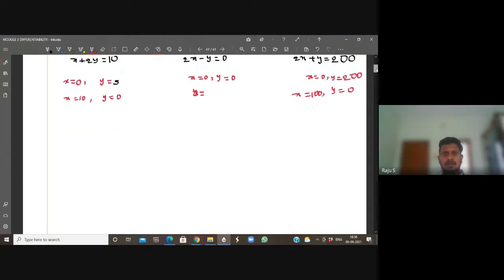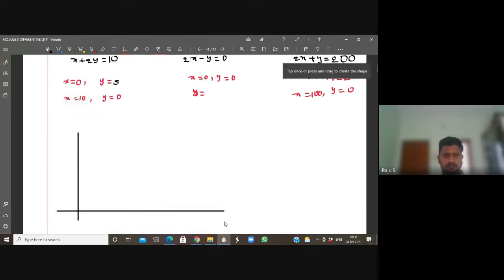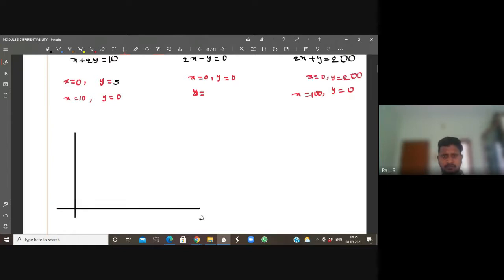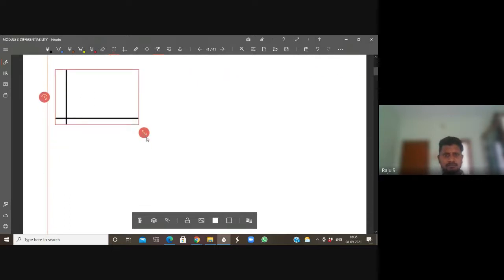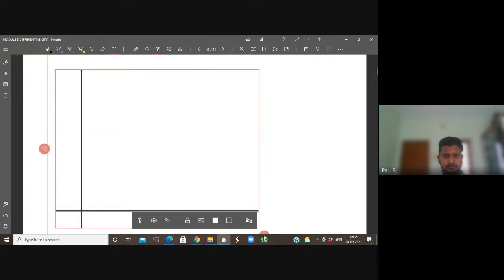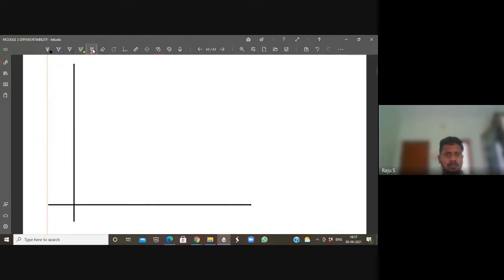Fine, students. Now draw the lines. Draw these three lines. So what is the maximum value of y? Maximum value of y is 200. X value is 100. X value 100, y value 200. Then on the x-axis, the units, I am going to take 100. What units will we take here?